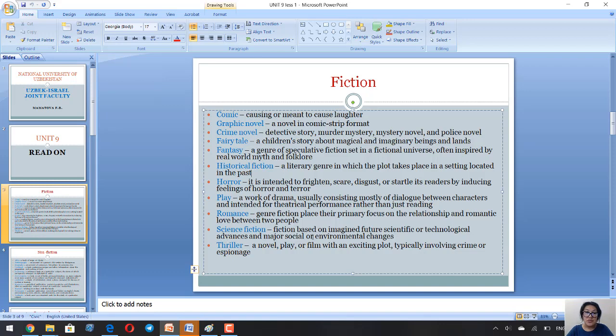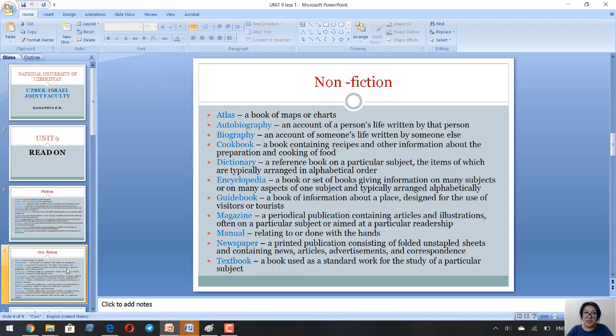Next, science fiction. Fiction based on imagined future scientific or technological advance and major social or environmental changes. It's scientific or technological advances. These stories are imagined or created with imagination. Next is thriller, a novel, play, or film with an exciting plot, typically involving crime or espionage. And non-fiction, as I mentioned above, this is about fact, about truth.